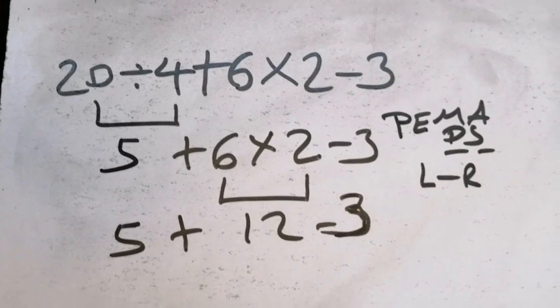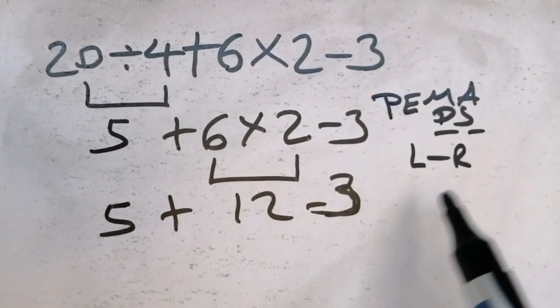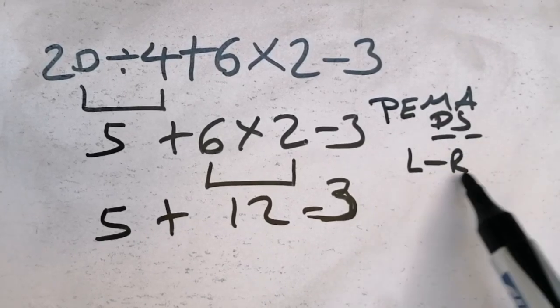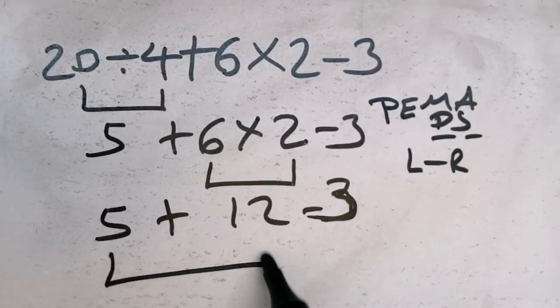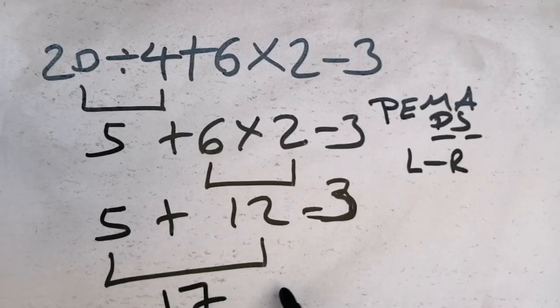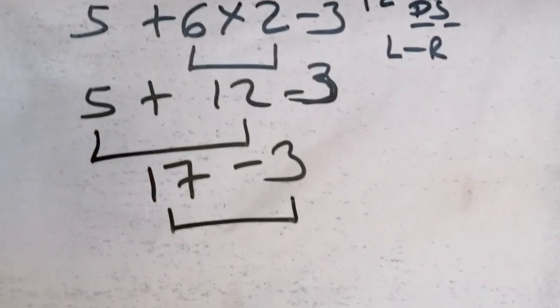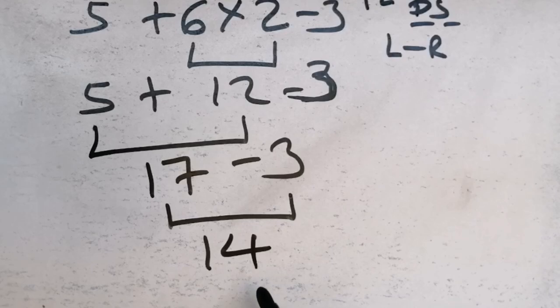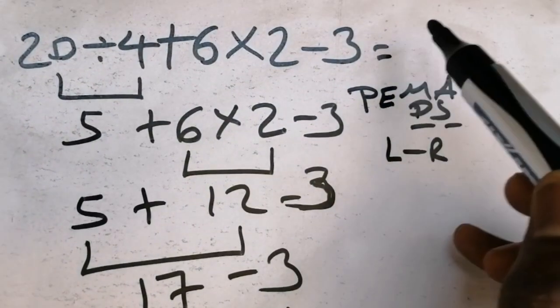Remember that addition and subtraction have equal priority. We have to work from left to right. Therefore, we have to add this number first. 5 plus 12 equals 17. Then minus 3. 17 minus 3 is just 14. Therefore, the correct answer of this problem equals 14.